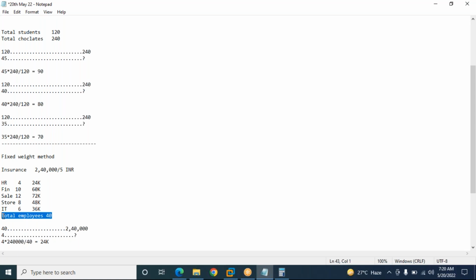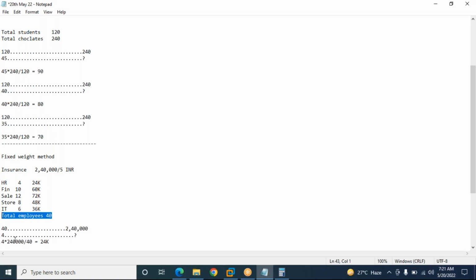Understood? Any questions on this one? Fixed weight method. Yeah, it's clear, Satya. Okay, fine. Let me show you in the system practically, and then we'll discuss. Once again, if you have any doubts, we'll discuss. Okay, let me show you first.